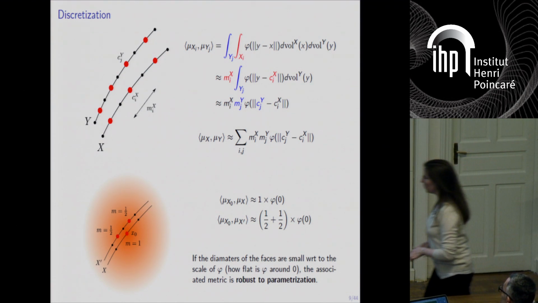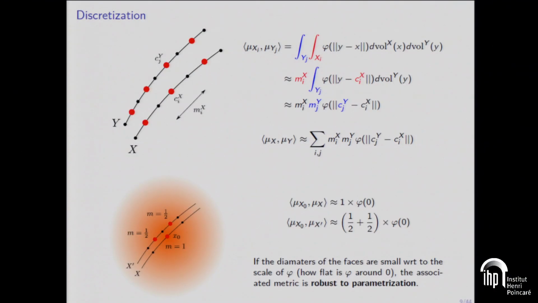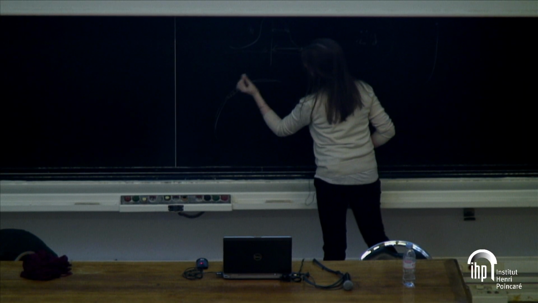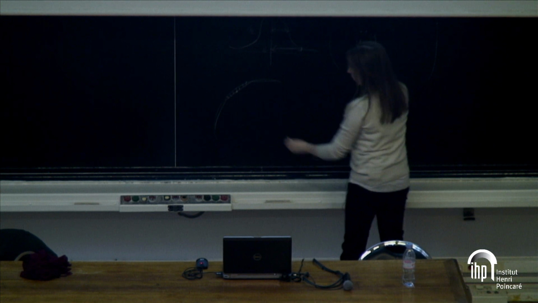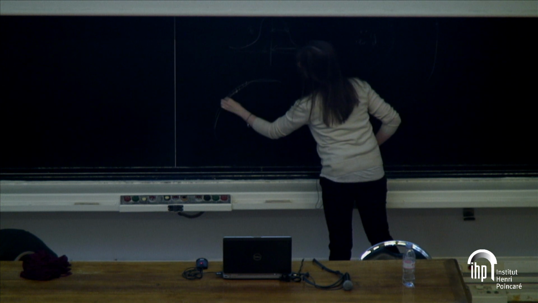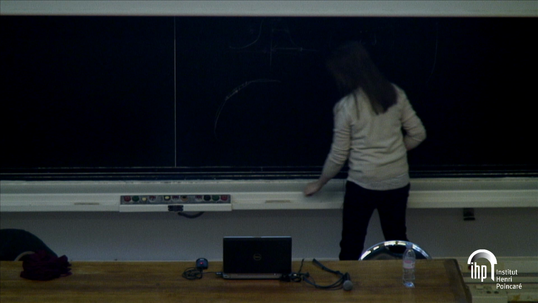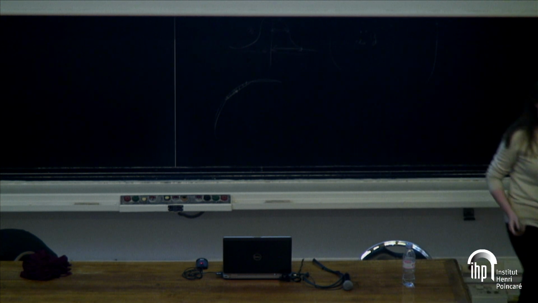And so you've done two approximations, actually. The first one was when you approximate your continuous curve by a polygonal line. So you did this approximation of the Euclidean distance. And the second one was to approximate all the points by the center. But as long as all these distances are small with respect to the shape of your function phi around 0, this approximation is legit.